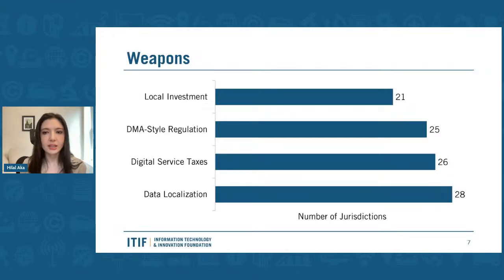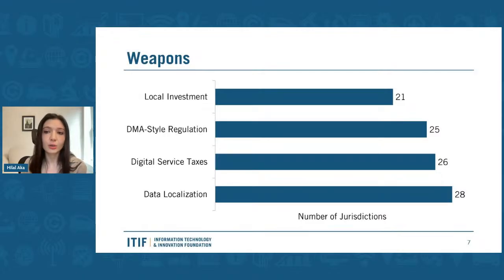Here are some of the main types of non-tariff attacks we're seeing, and how widespread they are. As you can see here, the number of jurisdictions, for example, local investment mandates. Currently, 21 jurisdictions have some form of these local investment mandates. Examples include Australia's News Media Bargaining Code or Canada's Online News Act that force American companies to pay local third parties, local news publishers. Digital service taxes have revenue thresholds around 250 million euros or dollars globally that exclude domestic companies while capturing all American companies.